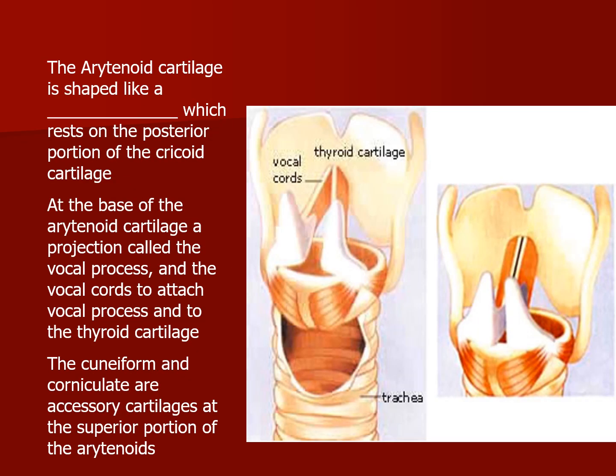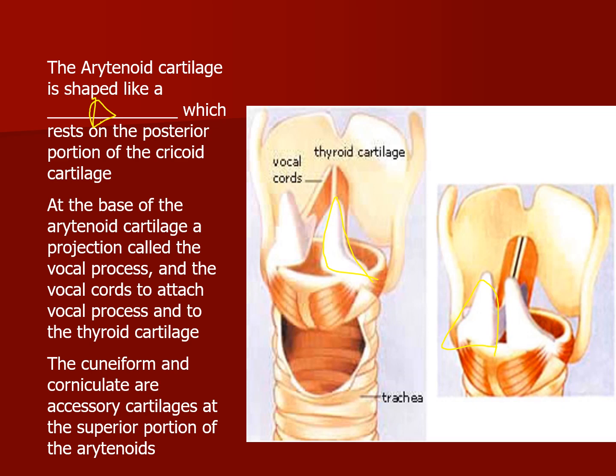Right, the arytenoids, let's talk about those. The arytenoid cartilage is shaped like a pyramid, which rests on the posterior portion of the cricoid cartilage, right? So this is a better picture. You see how it looks like a pyramid over here? On both of these pictures, you see how those look like a pyramid. The arytenoid is shaped like a pyramid.